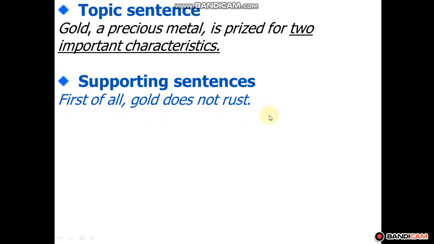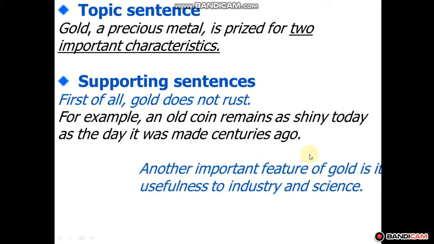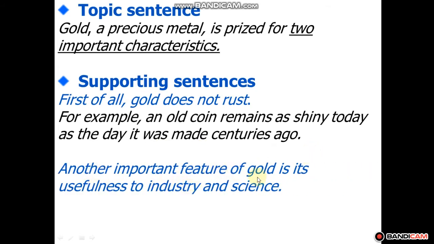Well, now this is not enough. We need to explain it as well. Okay? And this is how we explain. For example, we can quote an example. For example, an old coin remains as shiny today as the day it was made centuries ago. All right? Then another important feature of gold is its usefulness to industry and science.